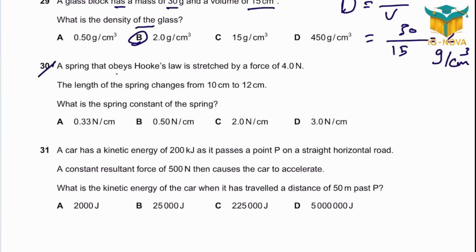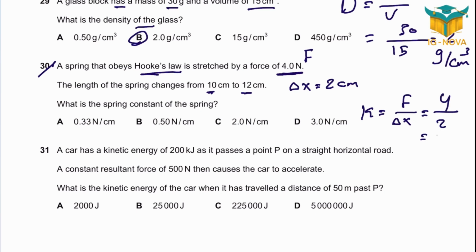Question 30. A spring that obeys Hooke's law is stretched by a force of 4 Newton. I prefer to get the given first. This is the force. The length of the spring changes from 10 to 12. For that, delta x, the extension amount, is 12 minus 10, which is 2 centimeter. What is the spring constant of the spring? The spring constant k equals F over delta x. 4 over 2 is going to be 2. So it's 2 Newton per centimeter.